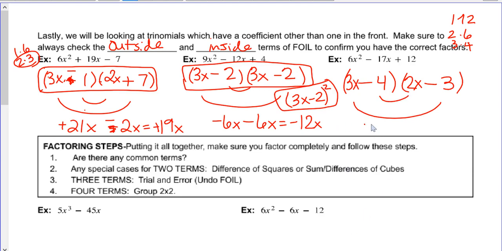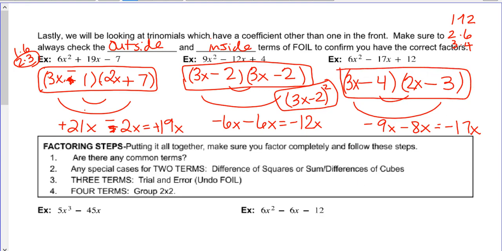So this gives me a negative 9x, and the inside piece there gives me a negative 8x. Oh, that looks very nice. That gives me a negative 17x, which is what I needed. Therefore, this is our answer.